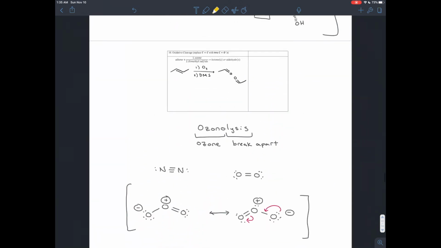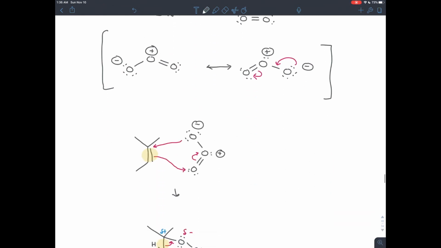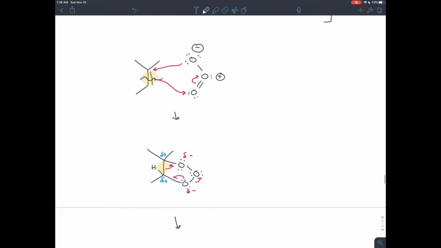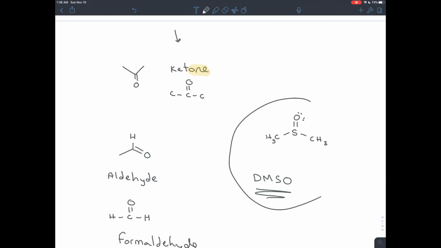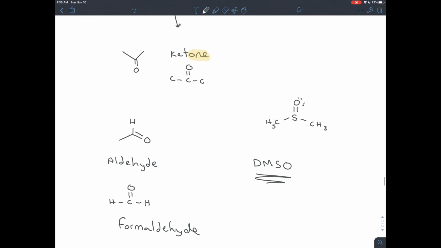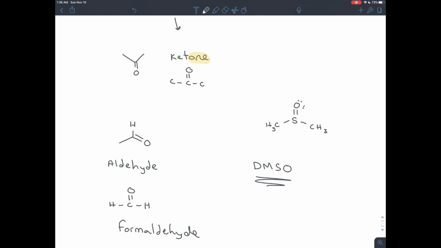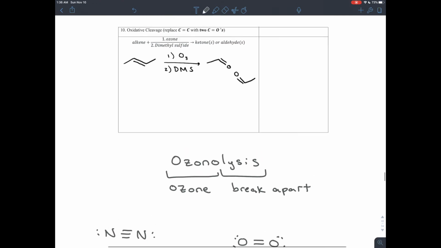Okay, so overall here, the general idea is we treat an alkene with ozone, O3, that breaks that pi bond and turns it into double bonds to oxygens. And then DMS comes in and steals the third oxygen to become DMSO, dimethyl sulfoxide. We end up creating aldehydes and ketones. Okay, so hopefully that will help a little bit with just some context and background for ozonolysis, or oxidative cleavage of these alkenes.